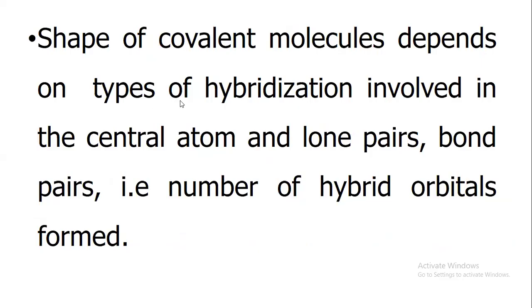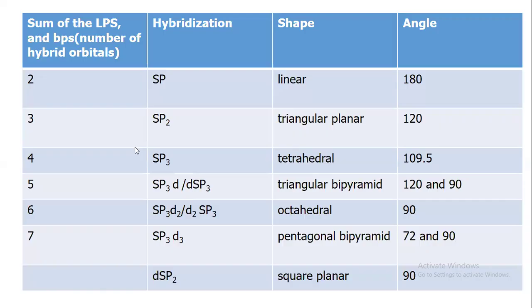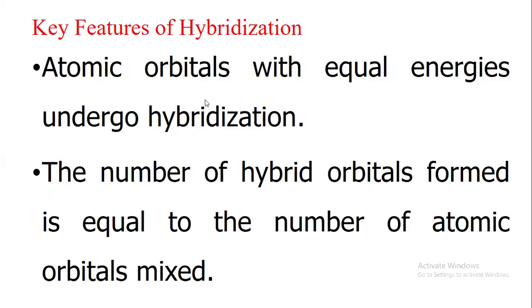The shape of covalent molecules depends on the type of hybridization involved in the central atom and on lone pairs and bond pairs, that is, the number of hybrid orbitals formed. The types of hybridization are sp, sp2, sp3, sp3d, sp3d2, sp3d3, and dsp2.